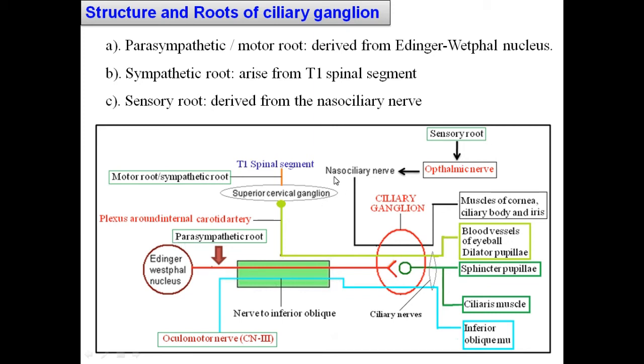And similarly, you can see that the sensory root is carried by the nasociliary nerve, which is a branch of the ophthalmic nerve, a division of the trigeminal nerve. This nerve passes through the ciliary ganglion without any relay, and supplies the cornea, ciliary body and iris. It is purely sensory in nature.